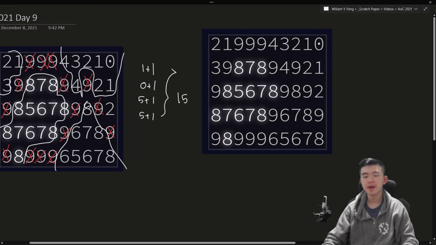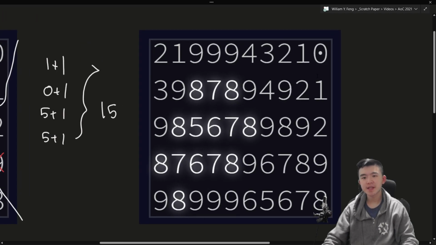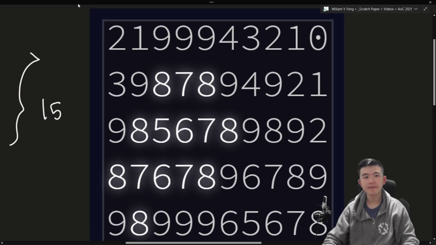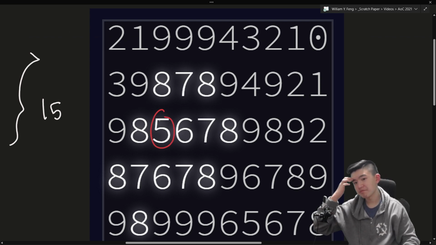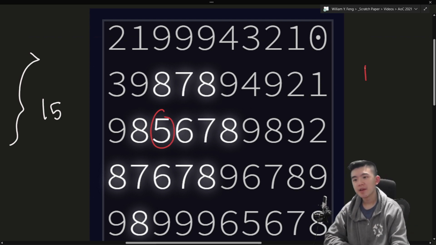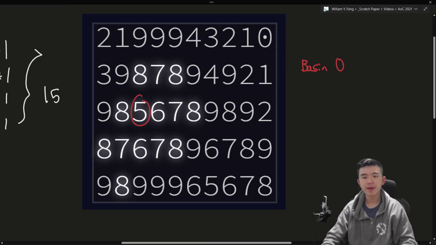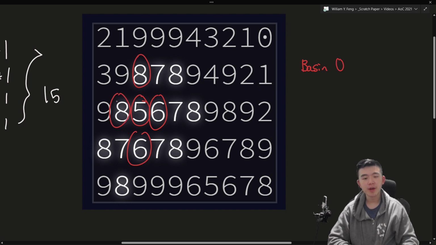So for example, ignore the highlighting for this one. Let's say we're starting at the point 5, right? This 5 is part of basin 0 because we're just starting at this low point, I guess. And we haven't considered any before. Pretend that's the case. So we're going to look in all four directions, and if we see that we're going up and we're not reaching a 9, then we add it to basin 0. So in this case, we would add all four numbers around it.